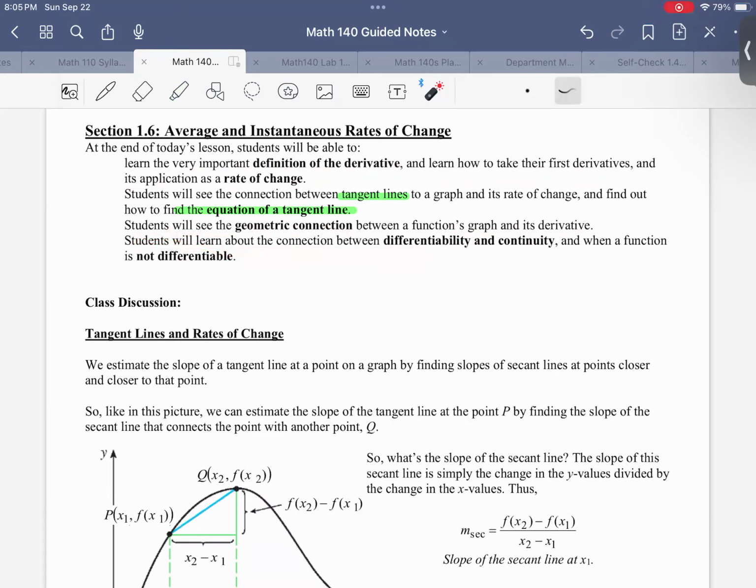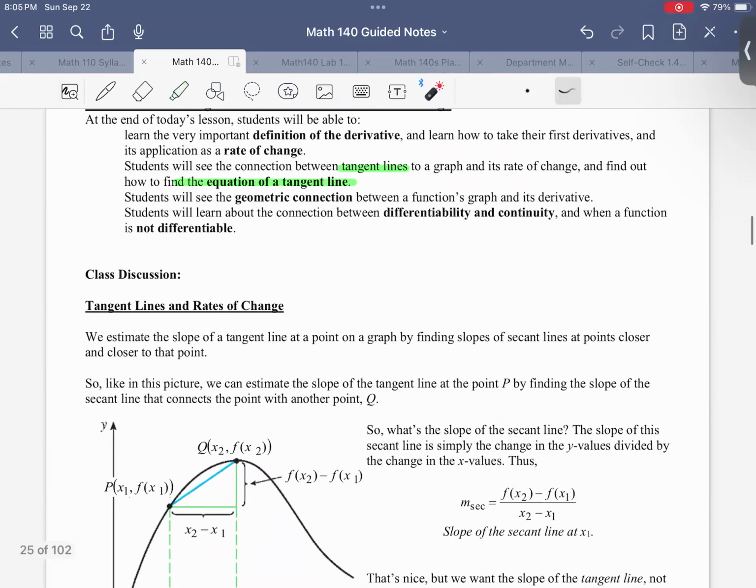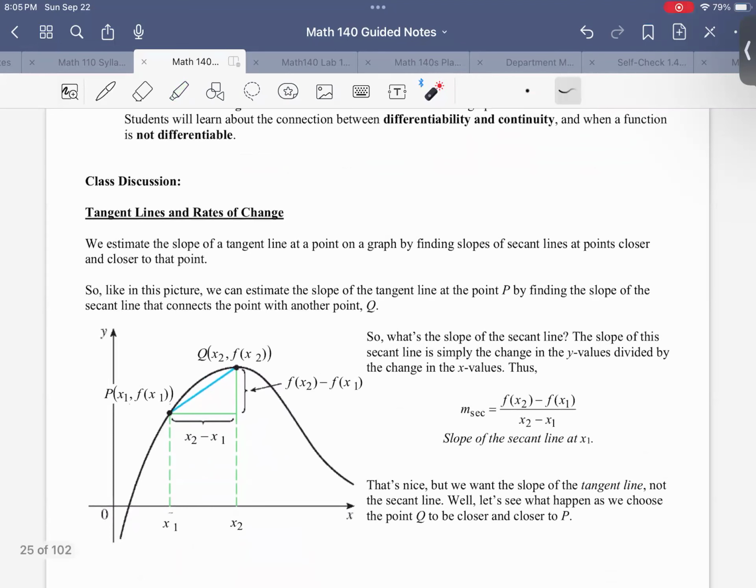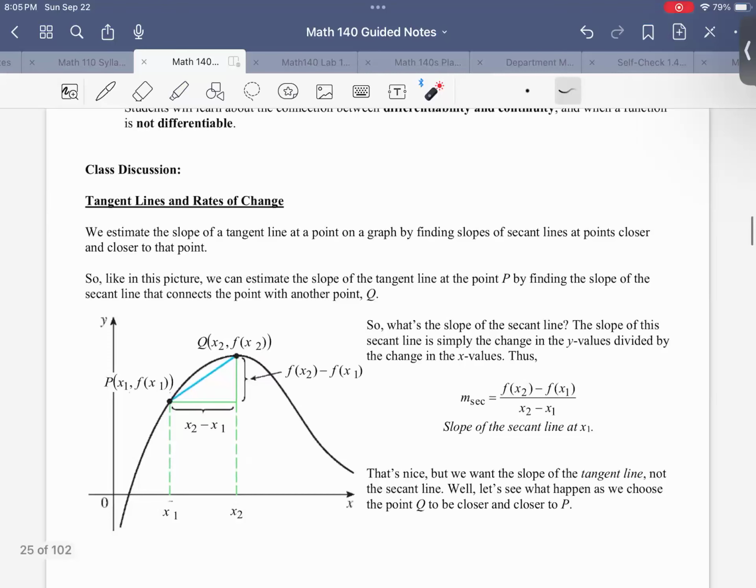Okay, so tangent lines and rates of change. Maybe you've seen a tangent line before, maybe in your previous classes, or a secant line. But let's go ahead and reintroduce ourselves to it. So far in this class, and maybe in your previous classes, we've been able to find an equation of a line given 2 points, right?